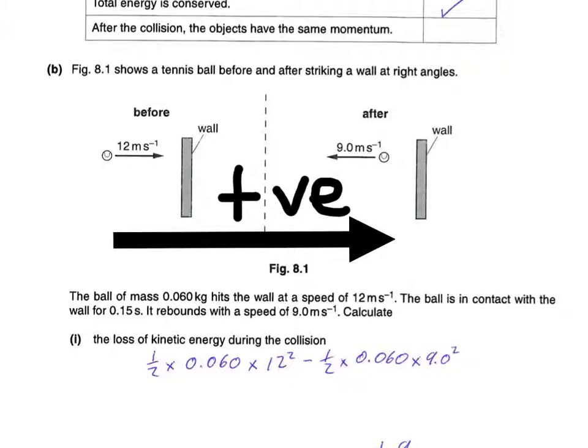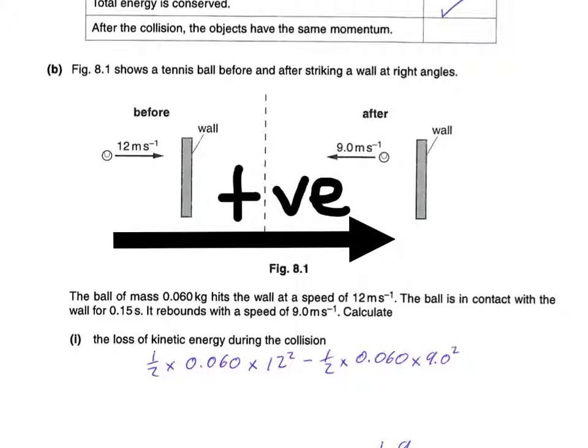So a ball of 0.06 kilograms hits the wall at that speed. The ball's in contact with the wall for that long, it rebounds with that speed, giving a lot of information there, which makes for quite a good question, because you're going to have to pick out the relevant bits of information for each part of the question. So first of all, calculate the loss of kinetic energy.